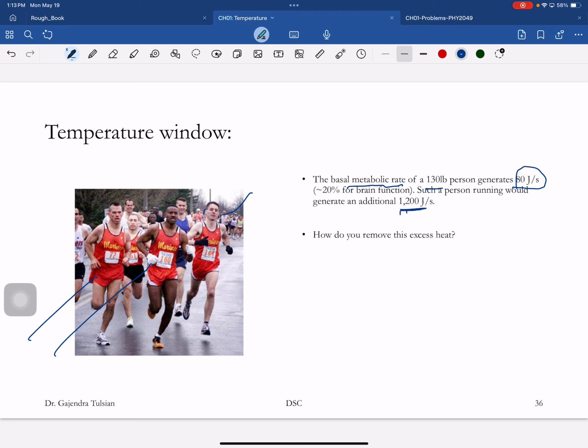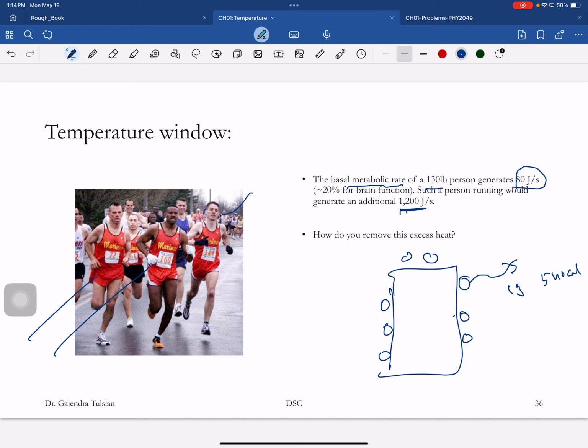So how do we do it? So we sweat. Yeah, okay, so sweat, big deal. So you're right, we do sweat. Now, what you hope like hell is that the sweat evaporates. And every time 1 gram of sweat evaporates, it takes away 540 calories of heat. And that's how we cool down.